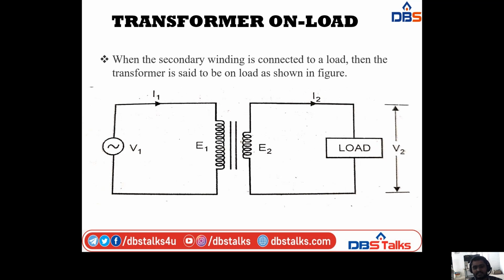The winding which is connected to the load is called the secondary winding. In the transformer on load condition, the secondary winding is connected to the load. So it has the voltage V2, that is the terminal voltage or load voltage, and I2 is the secondary current. This is the diagrammatic representation of the transformer load condition.